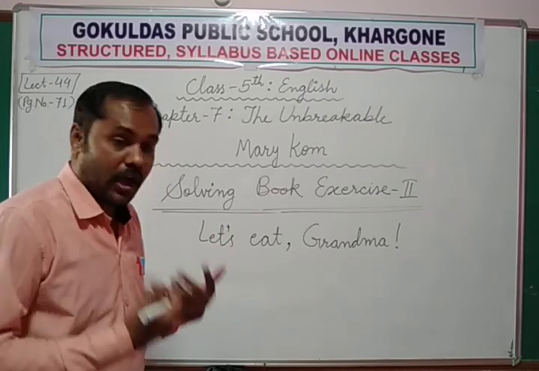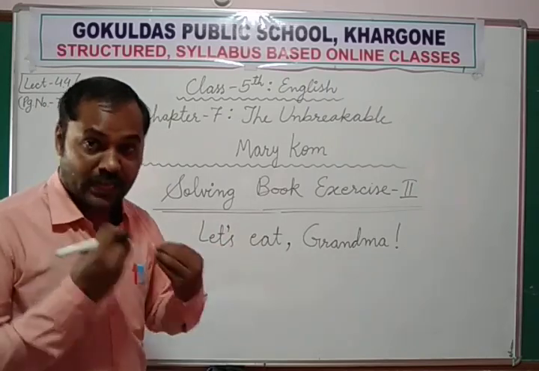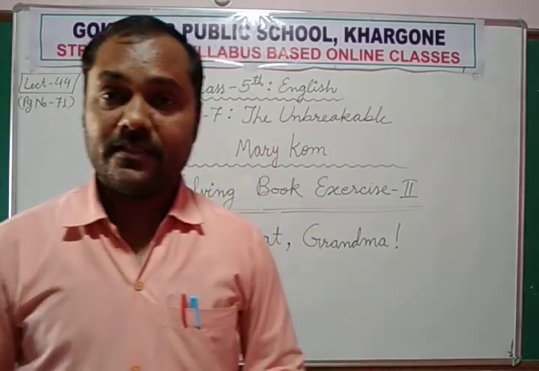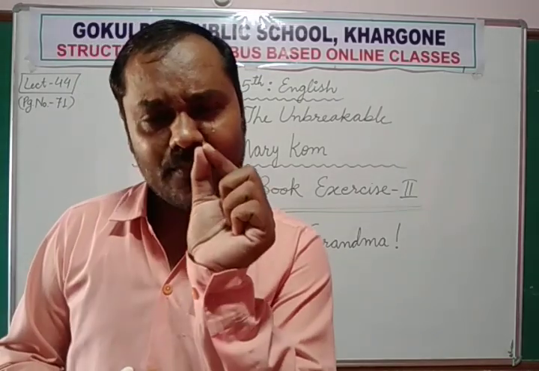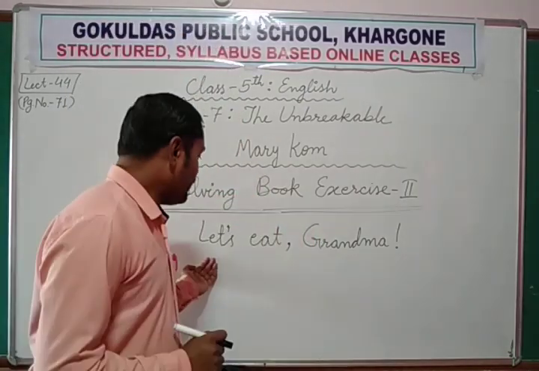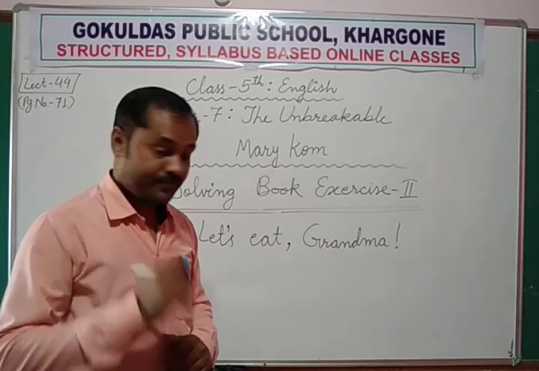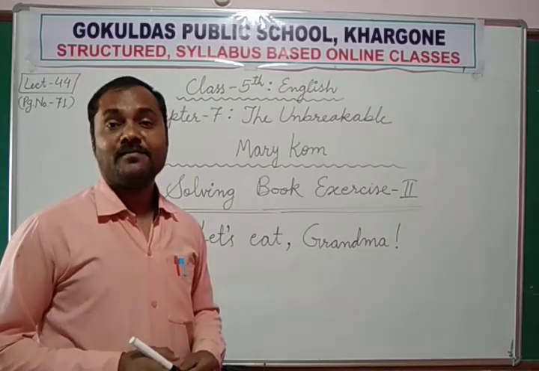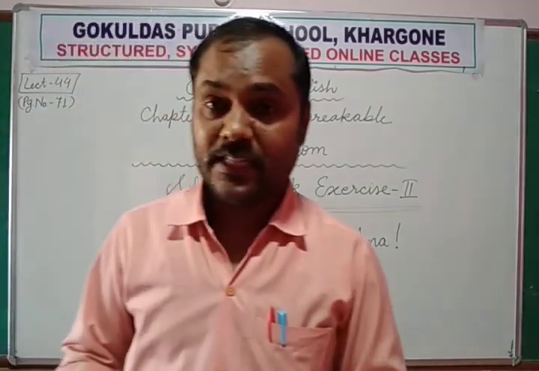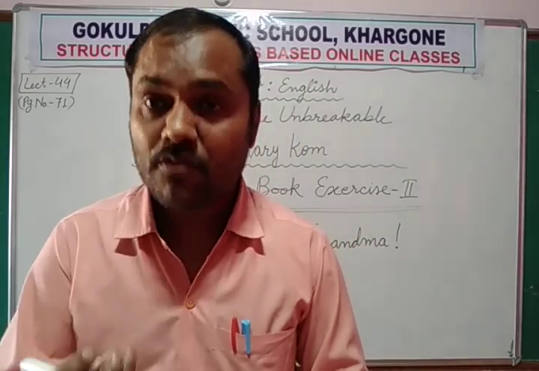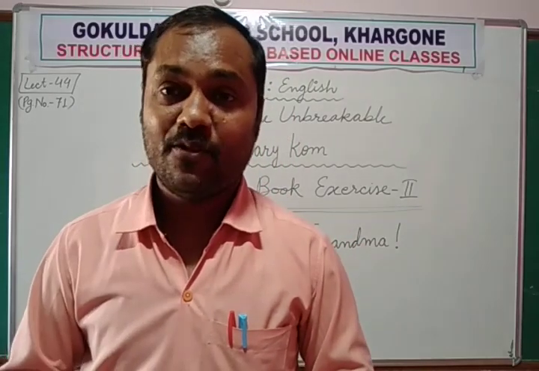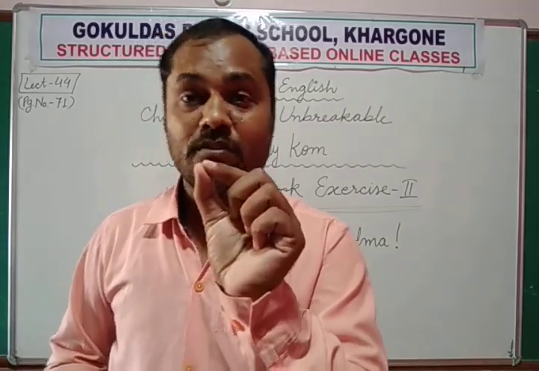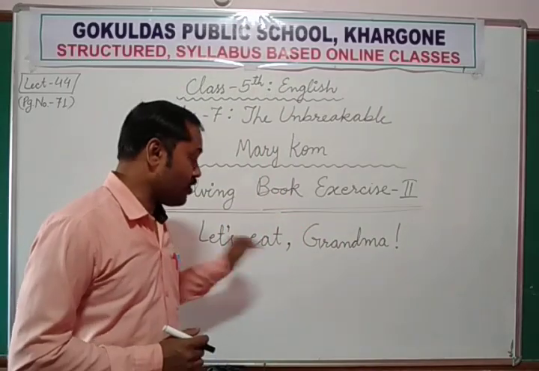Let's, चलो, आओ, eat, खाते हैं, grandma. Let's eat, grandma. Now I'm making a little pause there. Let's eat, pause, grandma. So that is how we pronounce it. आओ दादी माँ, चलो खाते हैं, कुछ खाते हैं. Okay, let's eat, grandma. So there is a little pause, and to show that pause, we used comma.